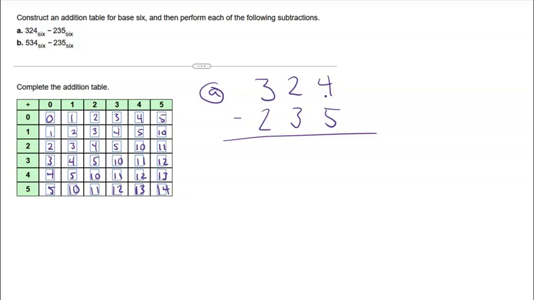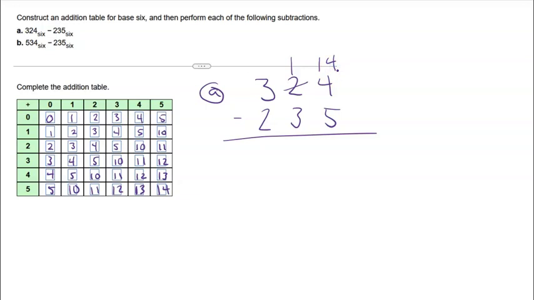We used to call that borrow. Now we call it trade in or exchange. So here we go. Subtract 5 from 4. I can't, right? So I'm going to borrow one of my 6s. There's 2 6s here. I'm going to borrow one of them. So now there's 1 6 left over. And this 4 is now a 1 4.